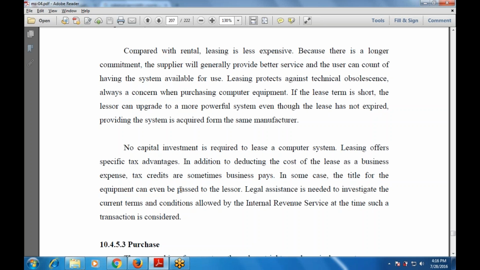Leasing also offers specific tax advantages. In addition to deducting the cost of the lease as a business expense, tax credits are sometimes available. In some cases, the title for the equipment can even be passed to the lessee, and a legal assistant is needed to investigate the current terms and conditions allowed by the IRS at the time such a transaction is considered.